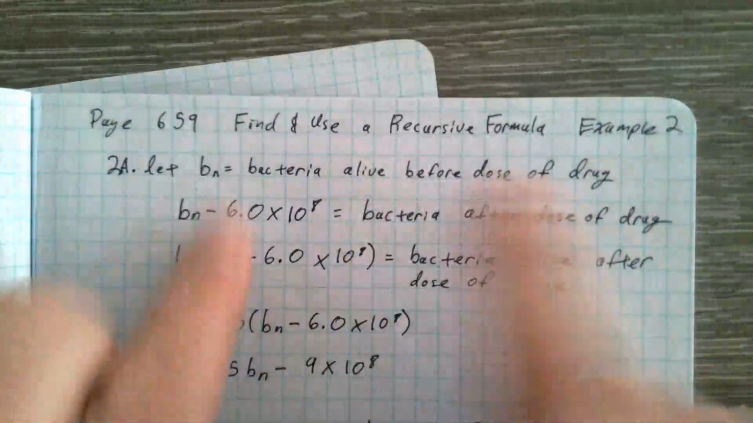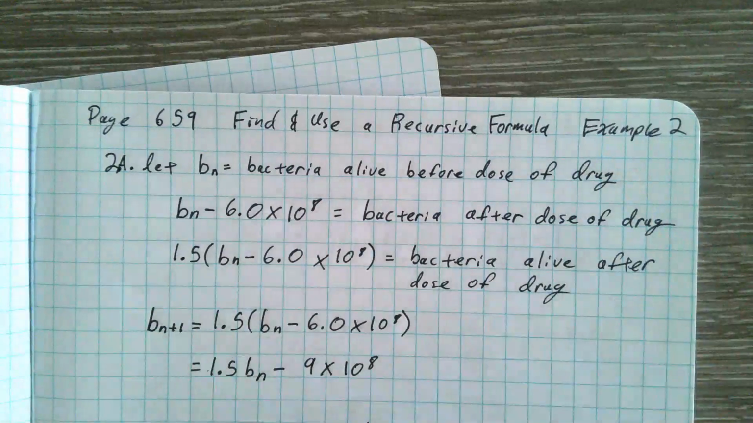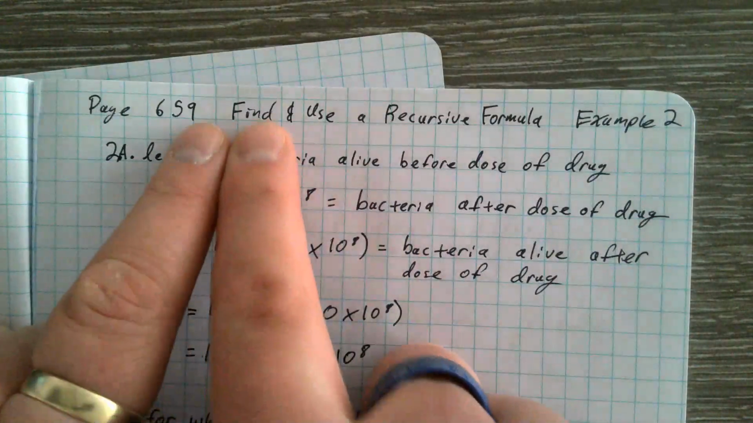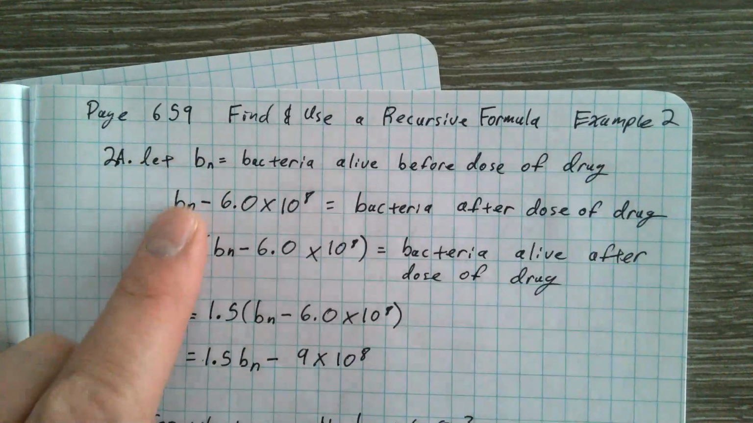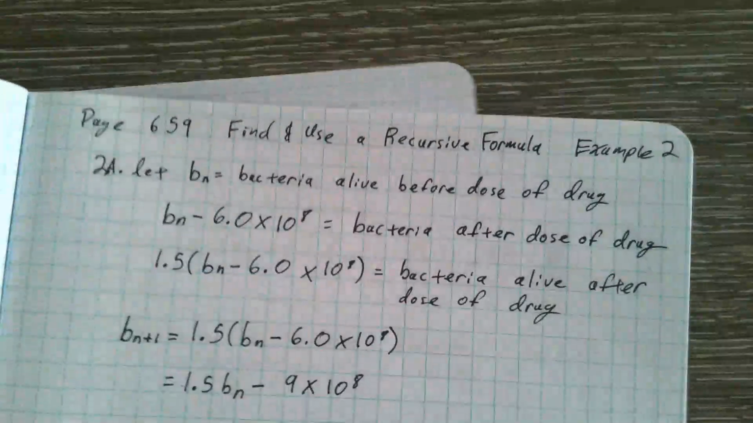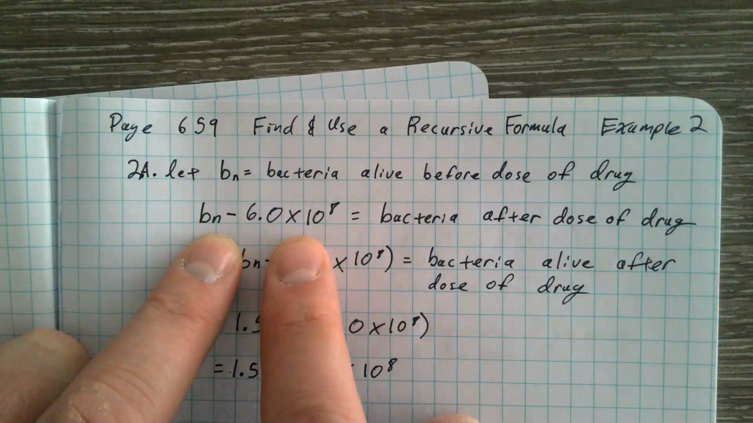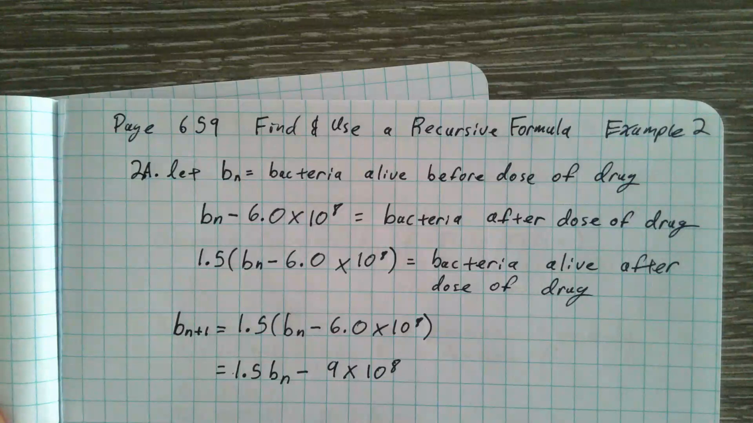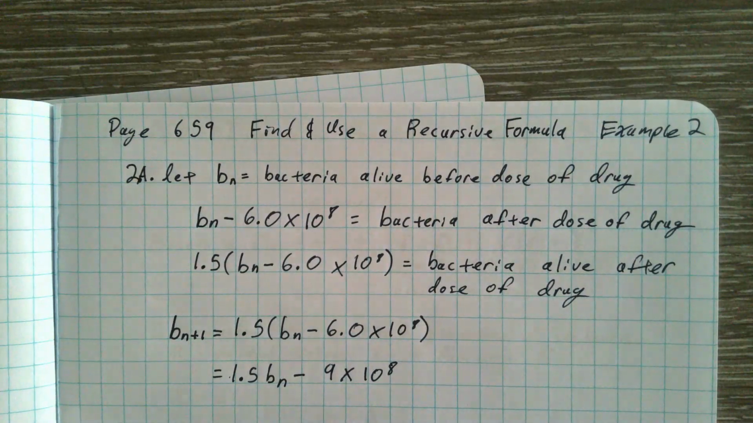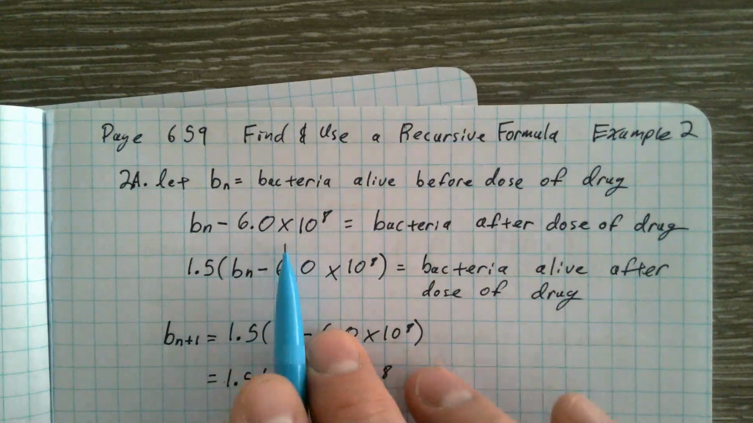Page 659, finding and using a recursive formula. This is example 2. They went through an example with a bacteria and a certain dose of medication. And then they give us, but what if the dose of medication kills this many bacteria instead of the previous? And so it's the exact same setup. We are just defining it for a new type of medication.